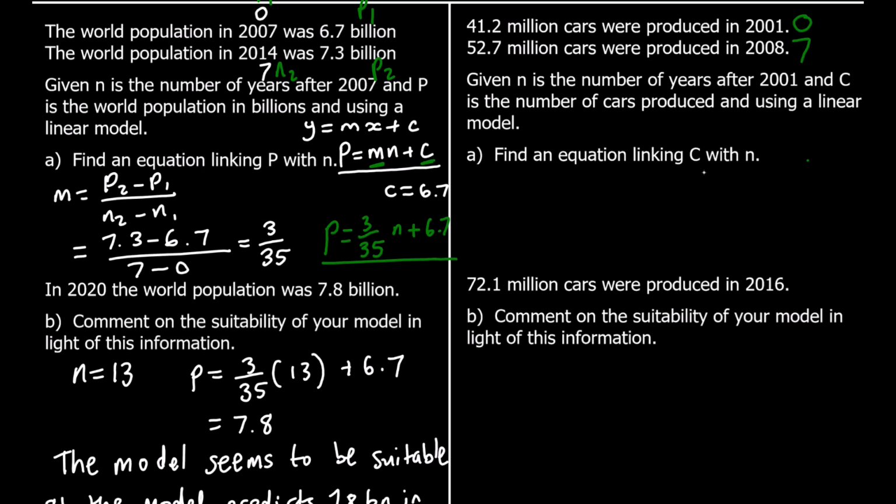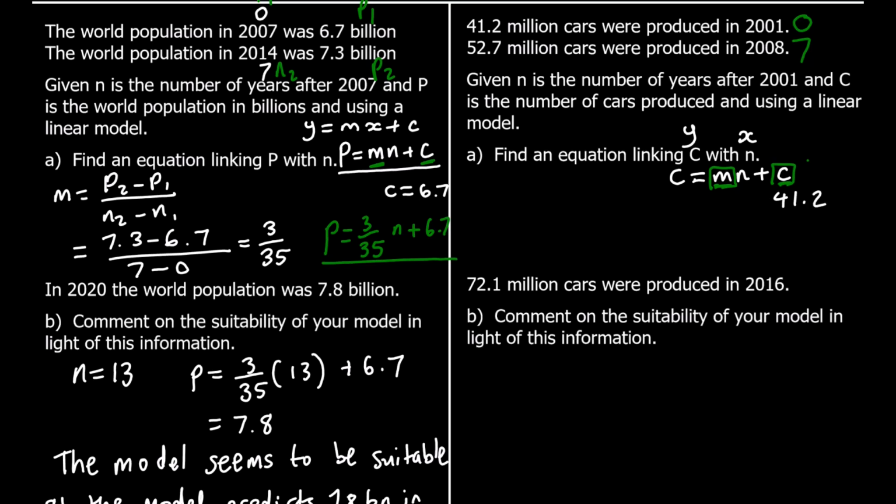So it's going to be in the form y equals mx plus c, but we're changing y into C and x into N. So it's going to be C equals mN plus c. I don't like the use of c twice, but we'll work out the gradient and y-intercept and then substitute them in. So the y-intercept is going to be 41.2 million. So C is going to be 41.2 million.